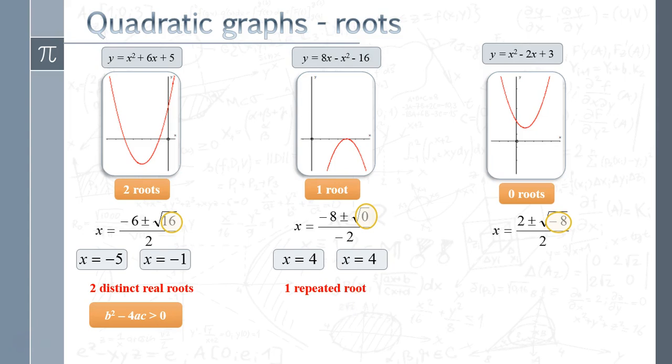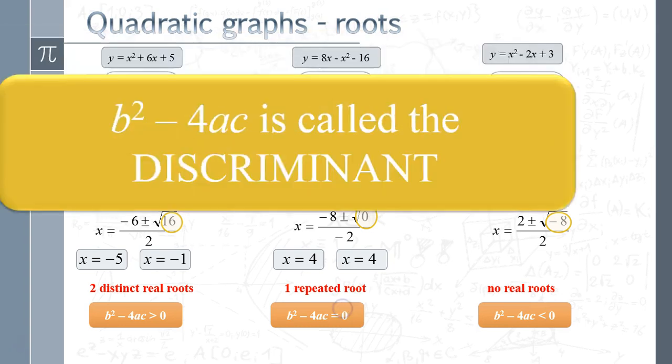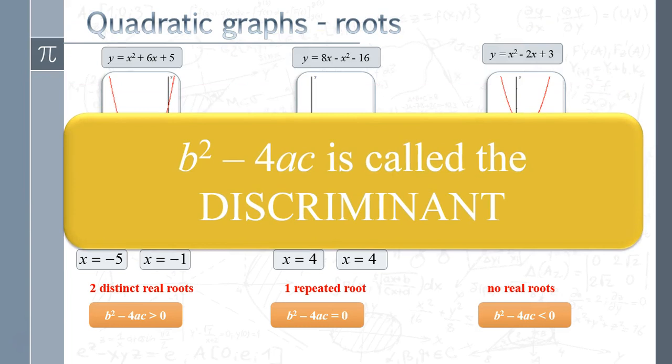As I said before, we've got one repeated root here, because we've got a 0 underneath our square root, so we know that b squared minus 4ac has got to equal 0. And then finally, we've got no real roots because b squared minus 4ac is less than 0. And it's that b squared minus 4ac, that bit underneath the square root in the quadratic formula, that is the thing that's telling us how many roots an equation has got. And that thing there is called the discriminant.